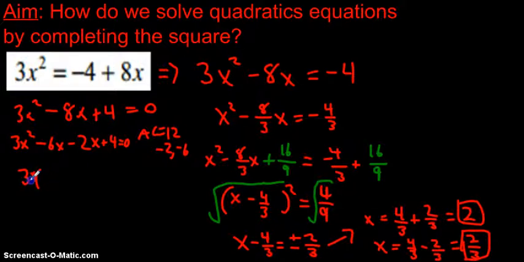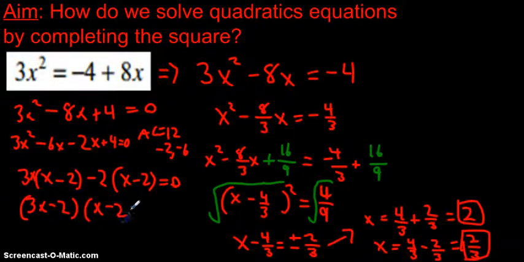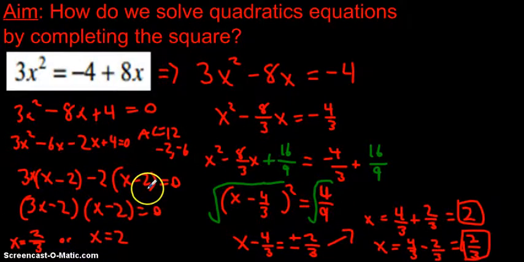By factoring out the GCF of 3x, we're left with x minus 2. The GCF of these two terms is negative 2, giving x minus 2, so equals 0. So that gives us 3x minus 2 and x minus 2 equals 0, which means the solutions here are 2 thirds or x equals 2.